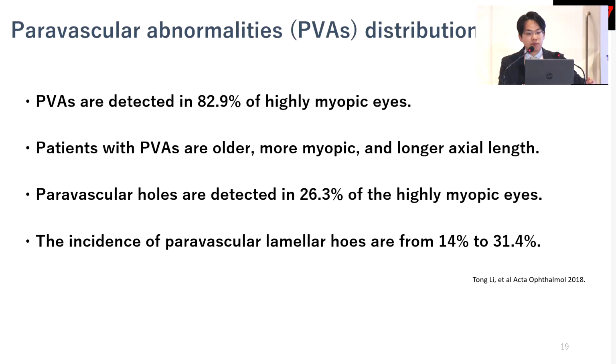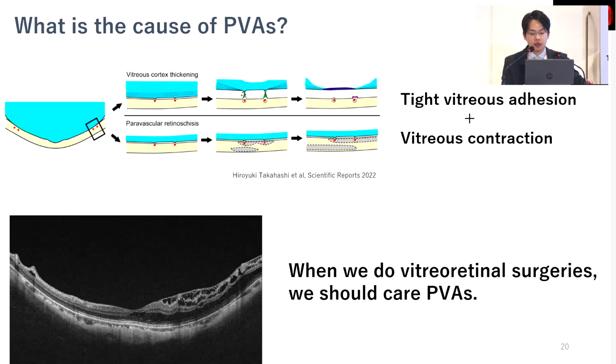So there are some reports about paravascular abnormalities. PVAs are detected in 82.9% of highly myopic eyes. Patients with PVAs are older, more myopic, and have longer axial lengths. Paravascular holes are detected in 26.3% of highly myopic eyes. The incidence of paravascular lamellar holes is from 14% to 31.4%. So what is the cause of PVAs?